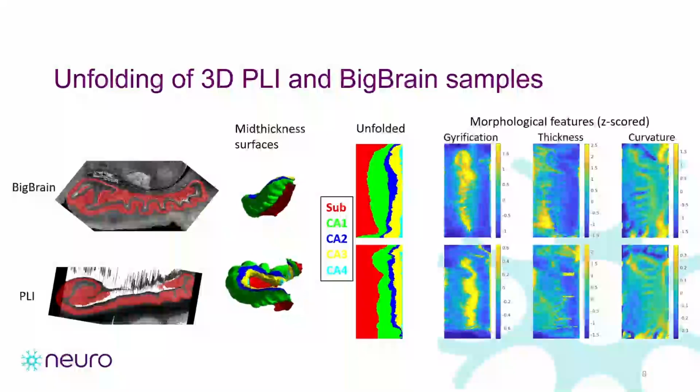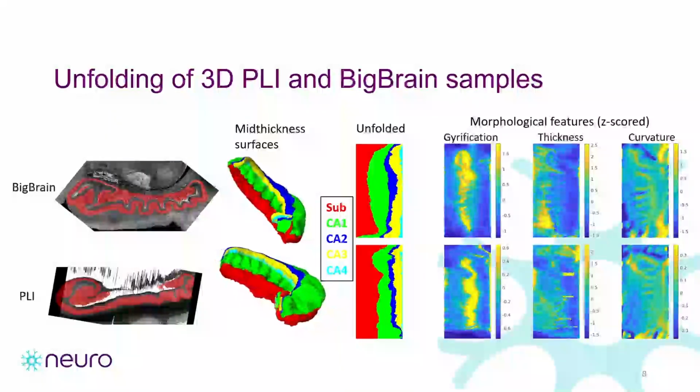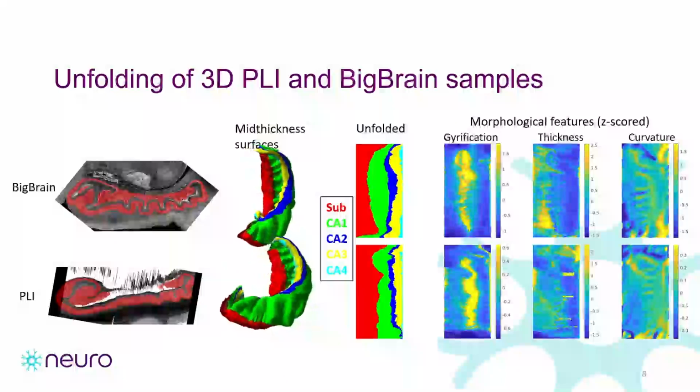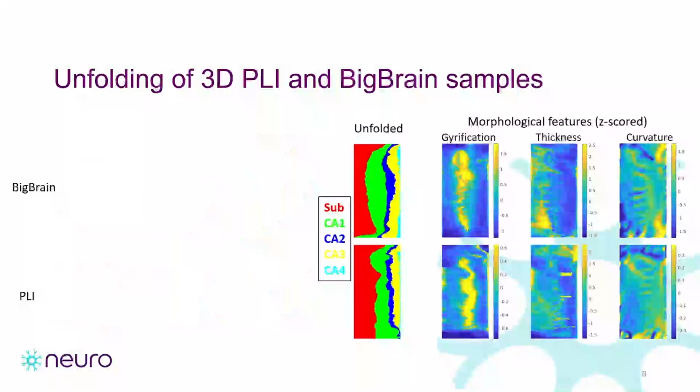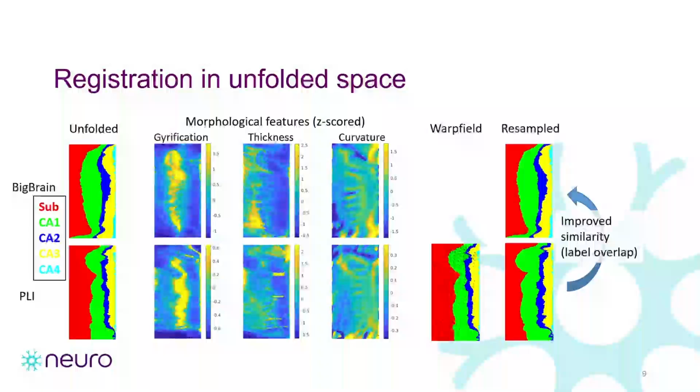So along with this unfolding, you can then map out a series of features about the hippocampus. For example, I'm just showing the extent of gyrification within these two samples, the thickness of that tissue, and the mean curvature of that surface as well. And what we can then do, if we want to improve the overlap between these two samples, is potentially do a registration in this unfolded space based on these morphological features. So note that these are contrast agnostic features.